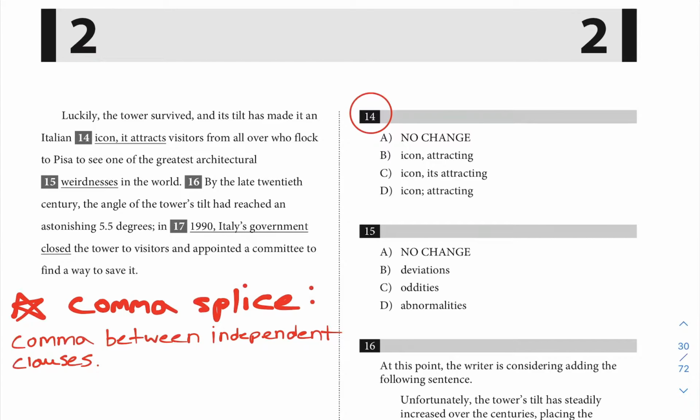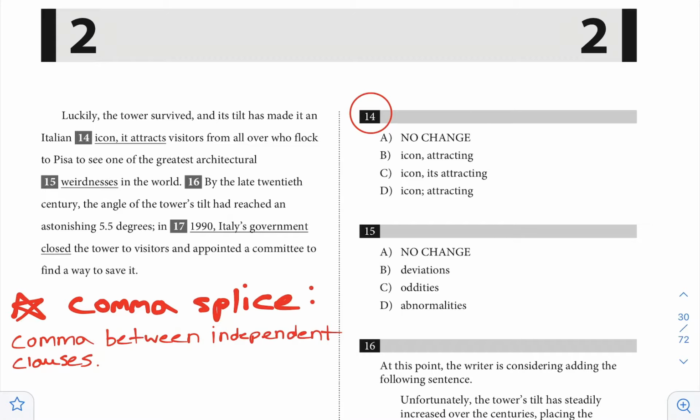So the one thing I wrote down below is that you need to know what a comma splice is in order to answer a question like this. Specifically, a comma splice is where you place a comma between two independent clauses. The reason this is incorrect is because when you have two independent clauses, you have to separate them with either a period, a comma and a conjunction, or a full-on semicolon. And in this case, we don't have that.